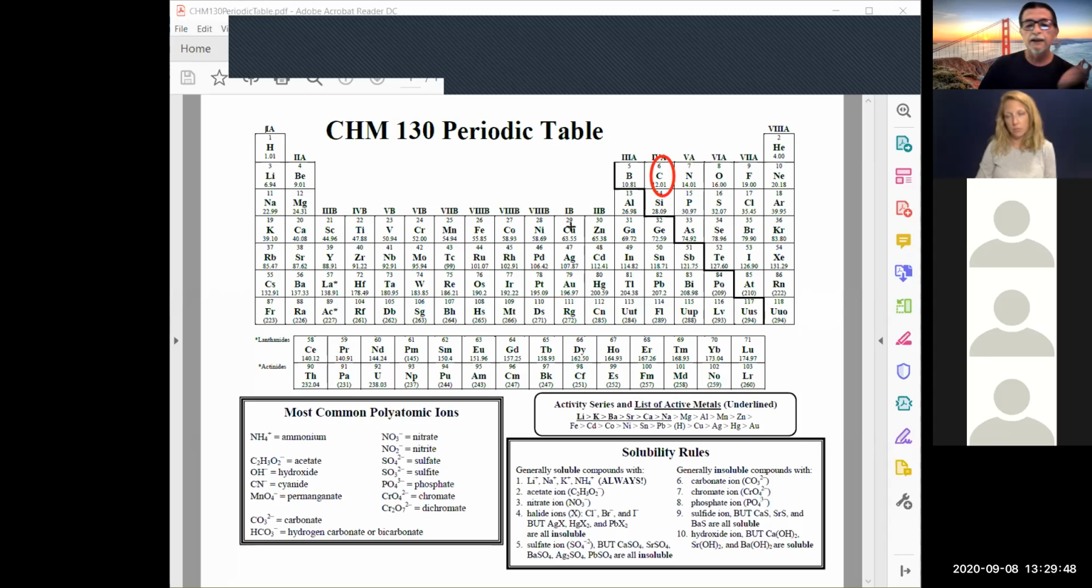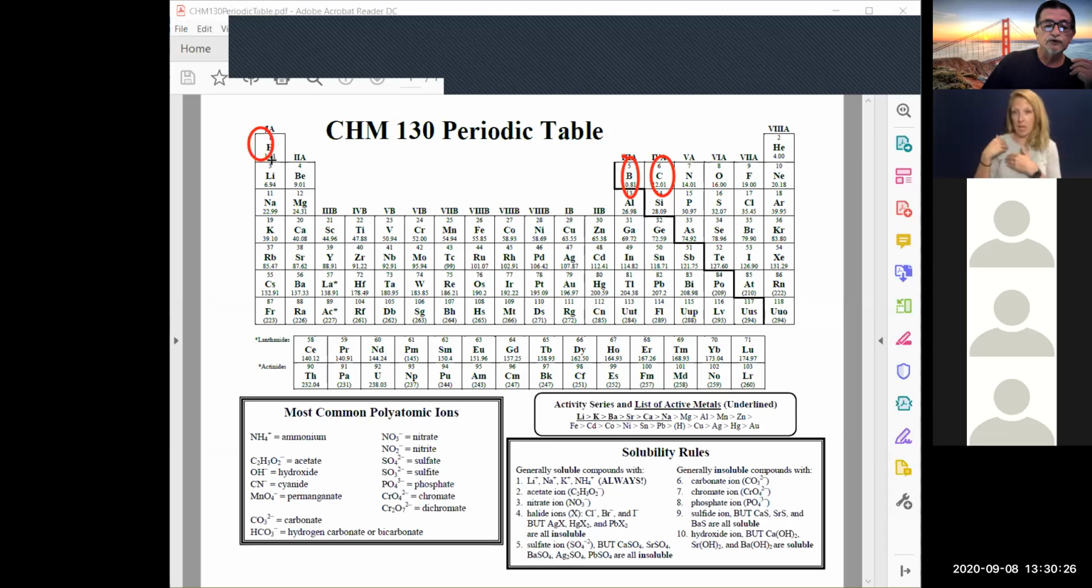We can do that for any element. Take boron, B. It has 5 protons, 5 electrons, okay? Its atomic weight is 10.81, rounded to the nearest whole number, which is 11. 11 minus 5 is 6. So boron has 5 protons, 5 electrons, and 6 neutrons. Carbon, what we just did, has 6 protons, 6 electrons, and 6 neutrons, okay?